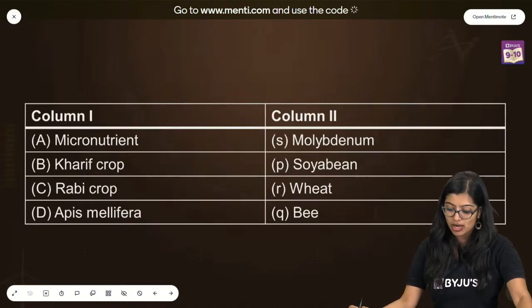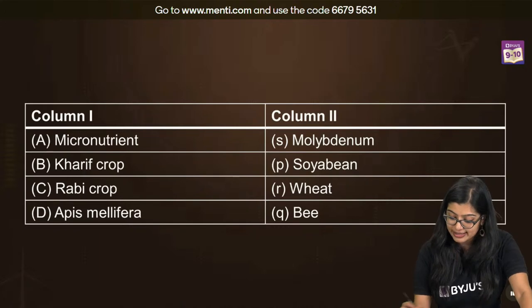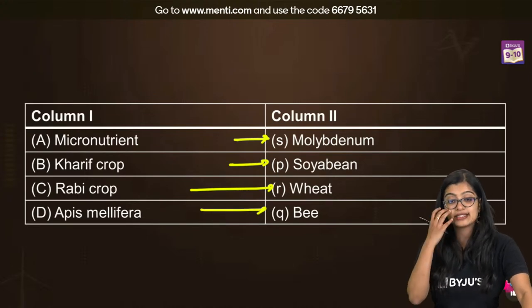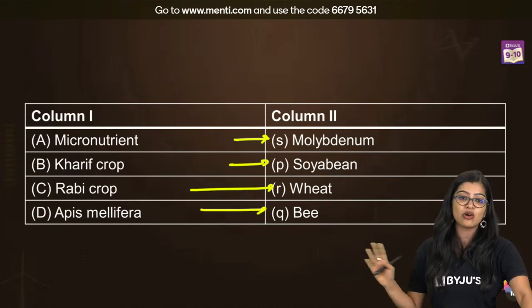But of course, as you all know, we know the micronutrient that is there is molybdenum. We know the kharif crop here is soybean, rabi is wheat, and Apis mellifera is the queen. So all of you who got those three, you are all correct.